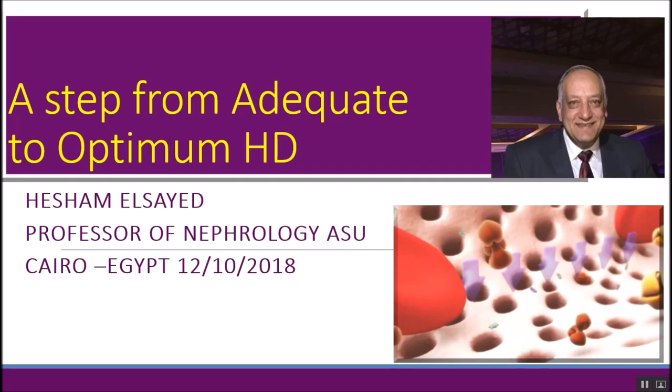We all know that currently Kt/V is the practical and the official parameter, according to guidelines and reimbursements in different countries, toward adequacy. It is to measure Kt/V or the urea reduction ratio. Both of them belong to a very small solute, which is urea.